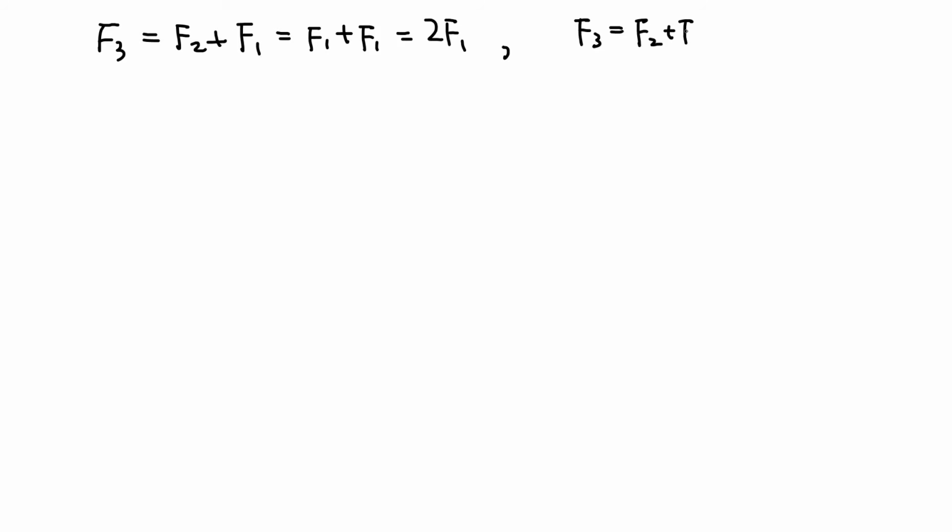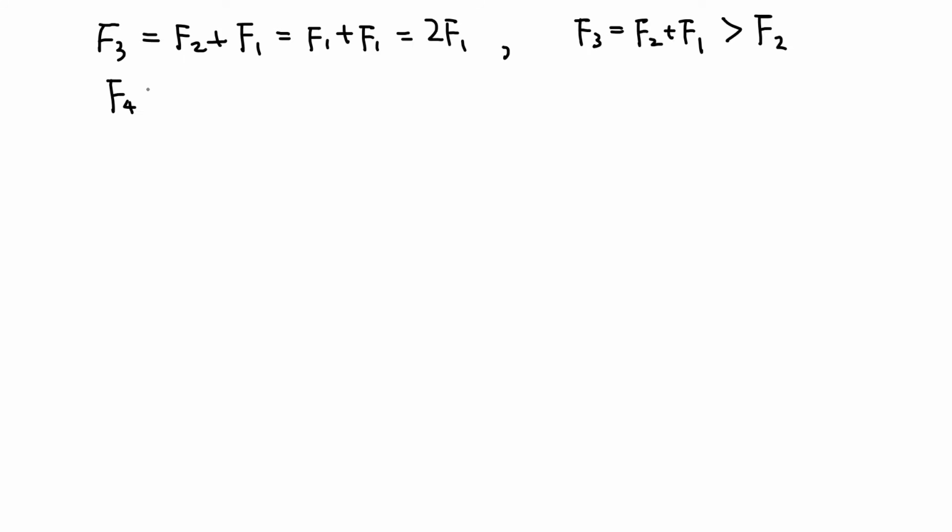Right, so first, let's take a look at F3. By the recurrence relation, this is F2 plus F1. And since F2 is equal to F1, we have F1 plus F1, which is 2F1. And we also have, since F3 is F2 plus F1 and F1 is positive, we can say F3 is greater than F2.